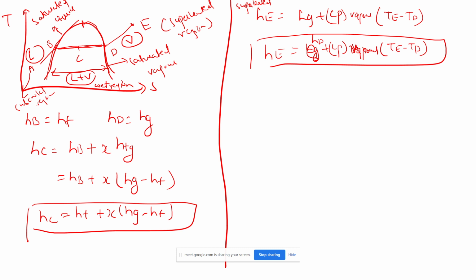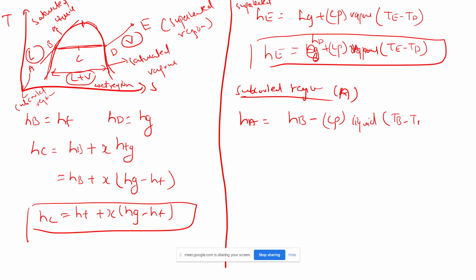Now for the subcooled region, how can we write? That is point A, for HA. What will be the value of HA? HA equals HB minus Cp delta T. Here we will use Cp of liquid into TB minus TA. This you can use.